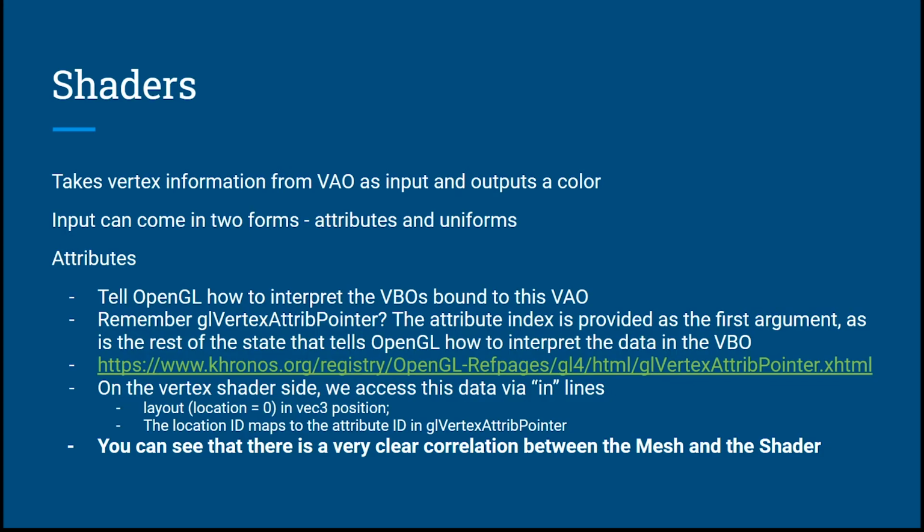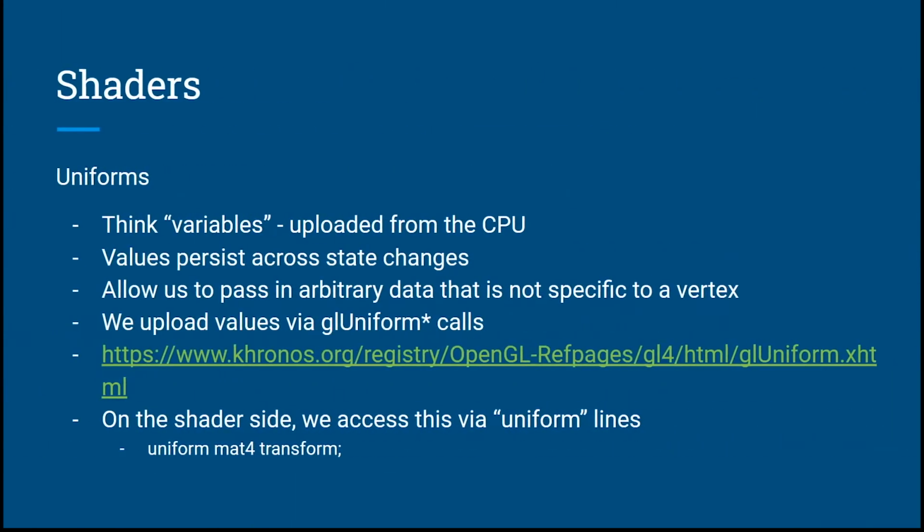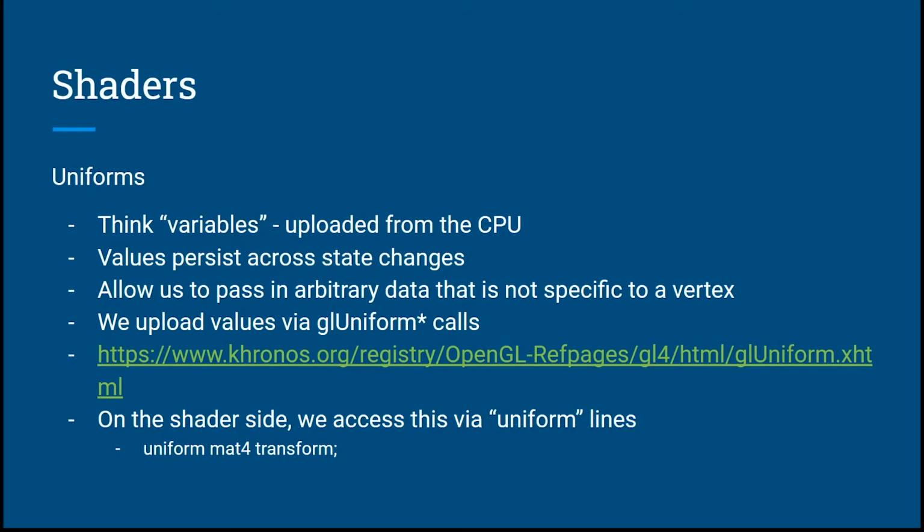Nothing more, nothing less. So these are attributes. We also have uniforms, right? And uniforms are again, think variables, right? They're uploaded from the CPU, just like all of our other raw data that gets put into the GPU. Uniforms are just single variables that are uploaded to the CPU. The values persist across state changes, so once I set a uniform for a certain shader, it will be there until I change it again.